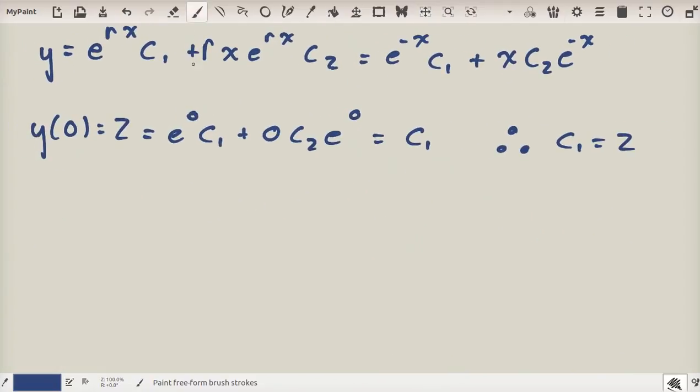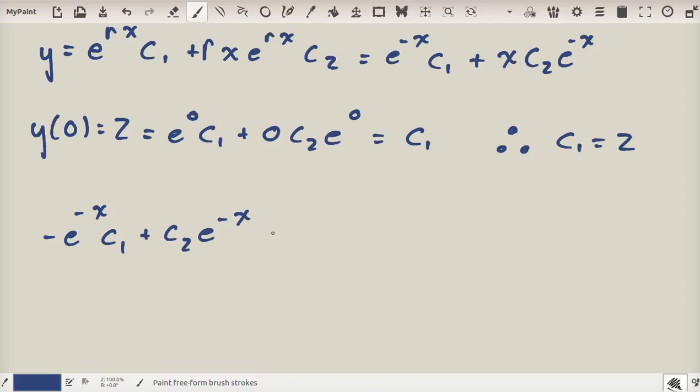Now, we can't solve for c2 with that initial condition, so what we're going to do is take the derivative. So pay close attention here while we take the derivative, because those negative signs can get a little tricky. So the derivative of e to the negative x times some constant is just negative e to the negative x times that same constant again.